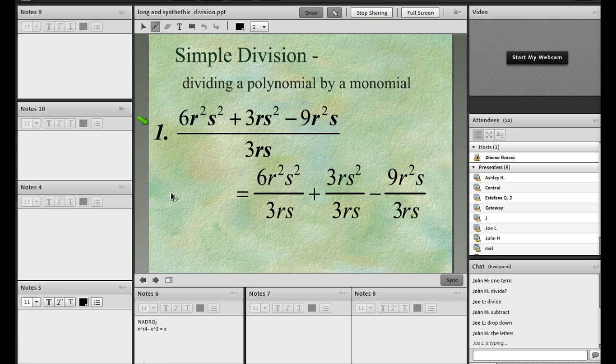So for right here, we're looking at this and this, right? You look at your letters. They have to be the same letters or variables, right? And what I'm going to subtract is the 2. Joe, you're typing. Since it's squared, what? Keep going.